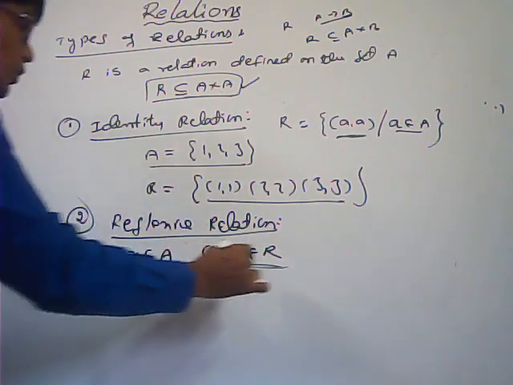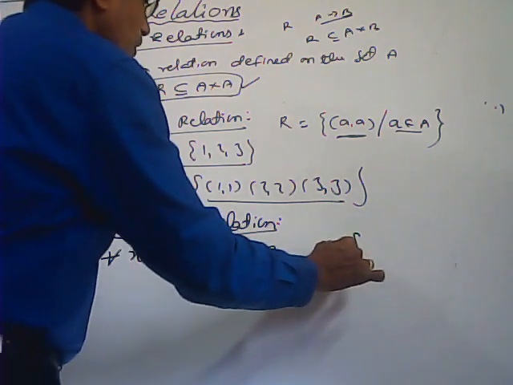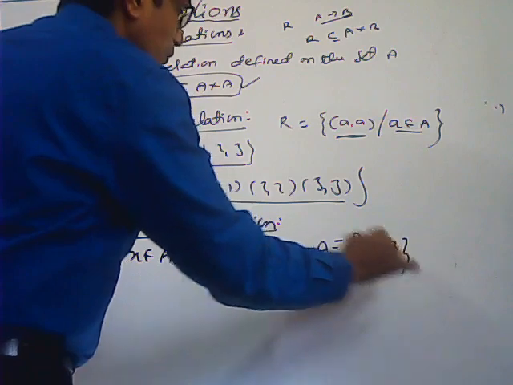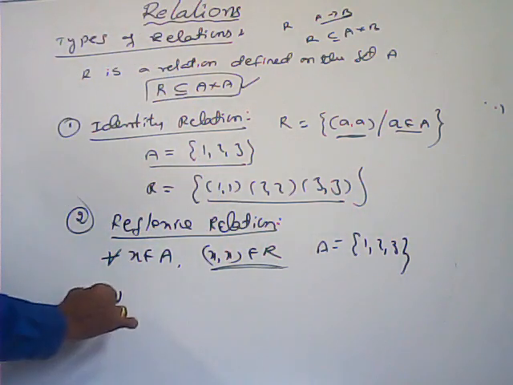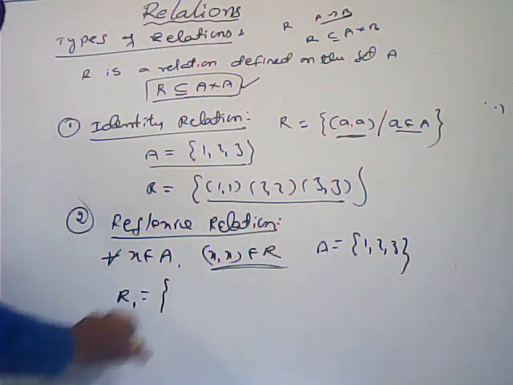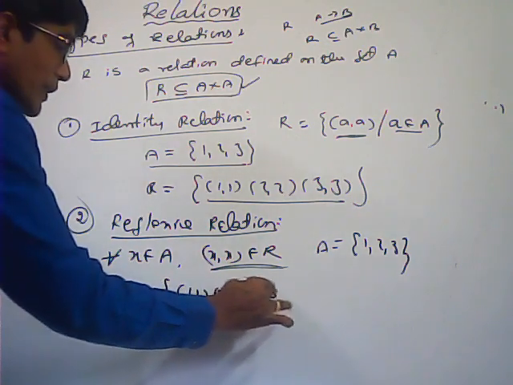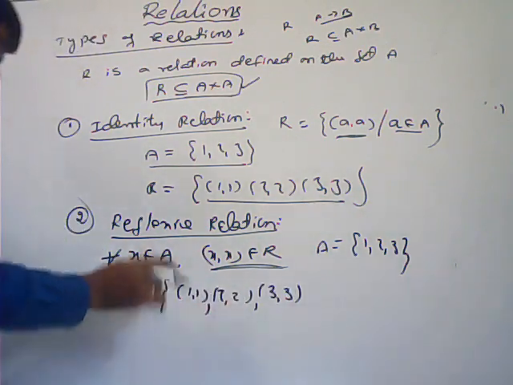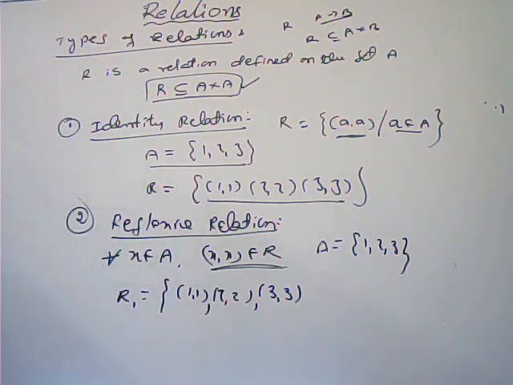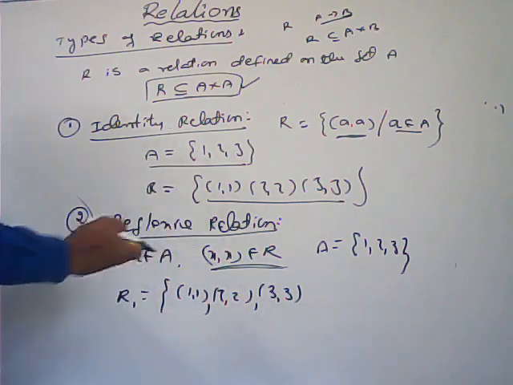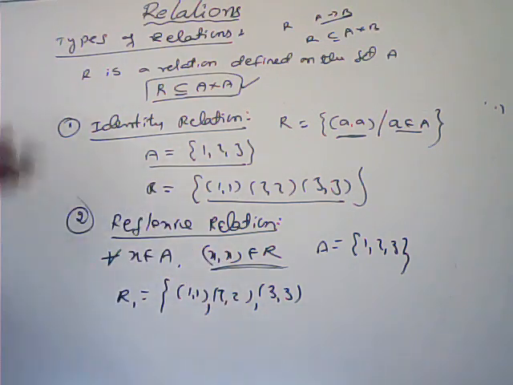For example, this one only, I am saying A is equal to the set of 1, 2, 3. If a relation depends on the set A, now here R is equal to the set of (1, 1), (2, 2), (3, 3). This one also we say is a reflexive relation. Every identity relation is a reflexive relation, but every reflexive relation is not an identity relation.